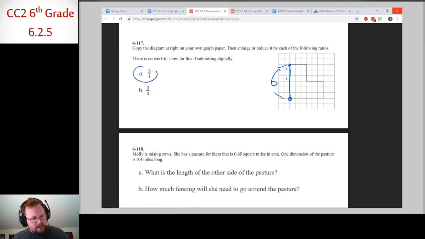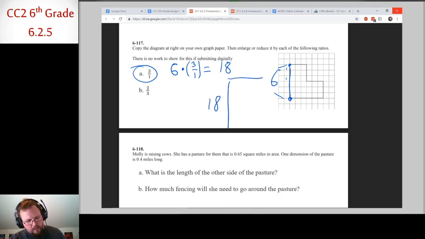If I scale it by a factor of 3 over 1, I do that by taking 6 times 3 over 1, which is just 3. 6 times 3 is 18. So when you redraw this shape and you put it on your own paper, this left side will be 18 units tall, and then the rest of it will be 3 times bigger. It's just a matter of scaling it appropriately. You can use graph paper for that. It will help a lot. If not, maybe use a ruler and do centimeters, or do your best.